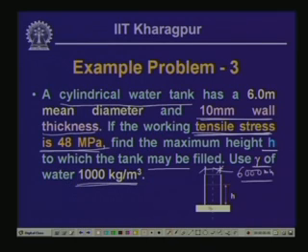Now, this particular tank is filled up with the water. This height h is to be determined up to which, if we fill it up, the maximum stress that can be allowed in the tank is up to 48 MPa. So, this height has to be evaluated from this particular criteria of the stress. Now, let us look into how we get the value of h if we limit our stress to 48 MPa.